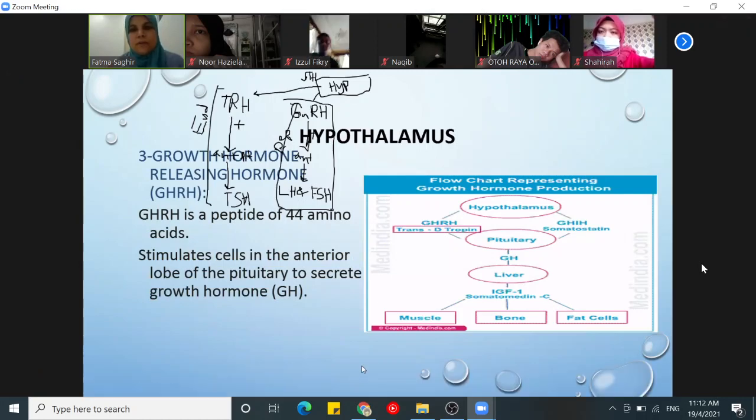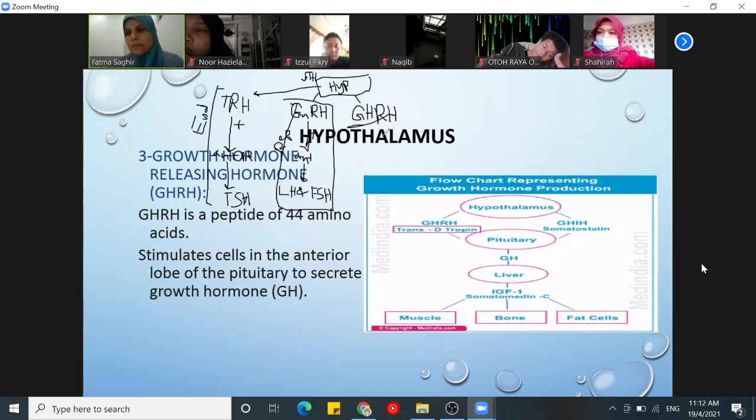Okay, the third hormone secreted by hypothalamus we call growth hormone releasing hormone. This one we will talk about more during the second class. Growth hormone releasing hormone.